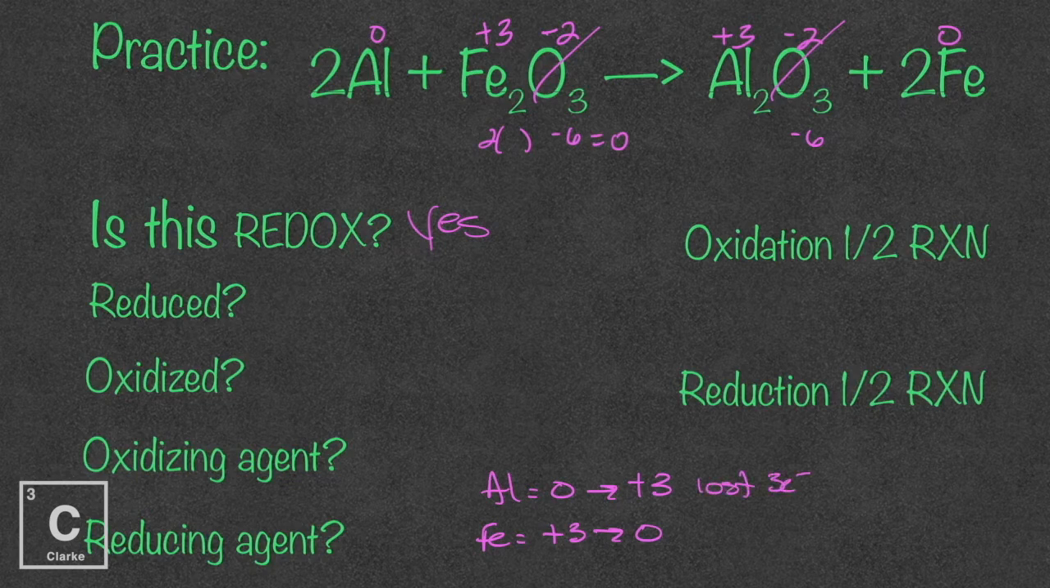Iron went from a +3 to a 0, so it gained 3 electrons. Gain is reduced. So iron is reduced. Aluminum is oxidized. Let's look at that half reaction.